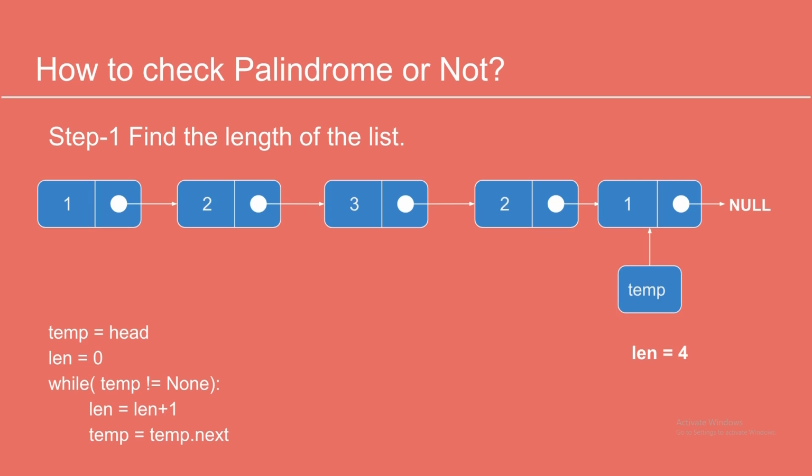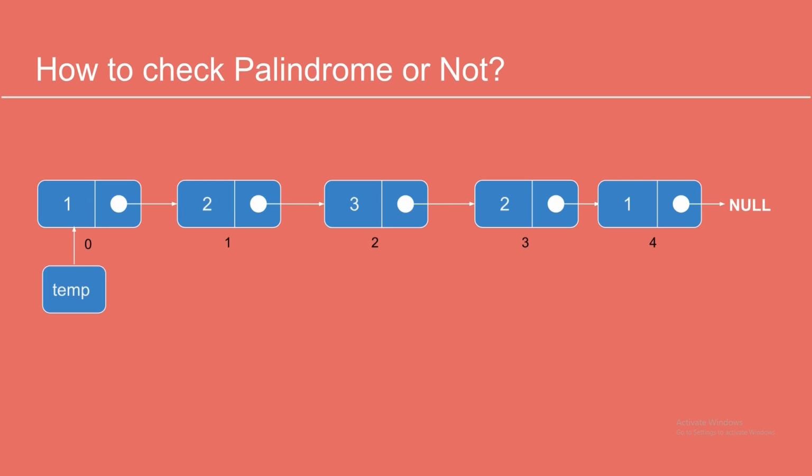Now length becomes 4 and temp is pointing to 1, which is not equal to none, therefore we will increment the length and move one node forward. Now length becomes 5 and temp is pointing to none, so we have got our length now and we can stop. Our length is 5.